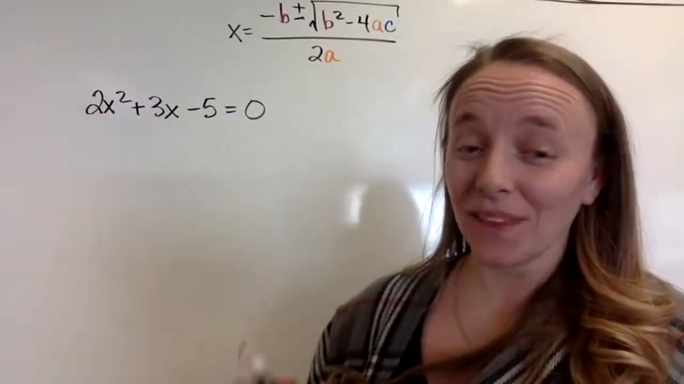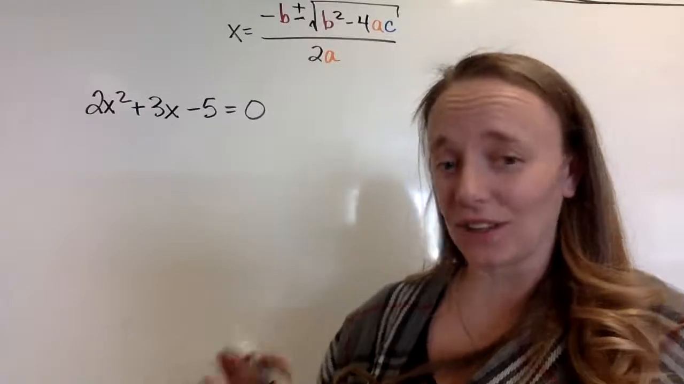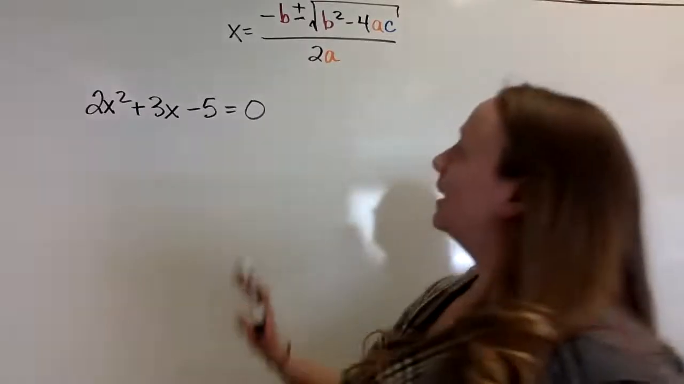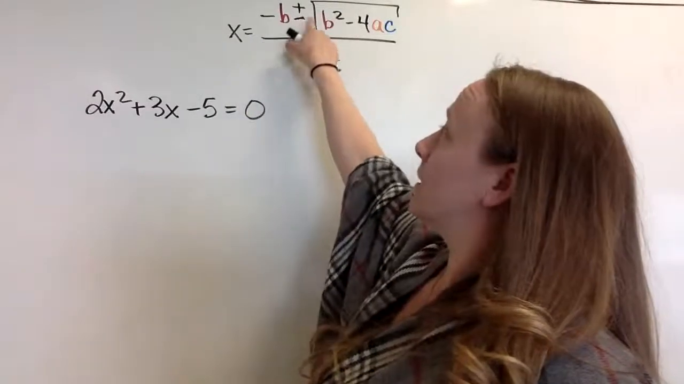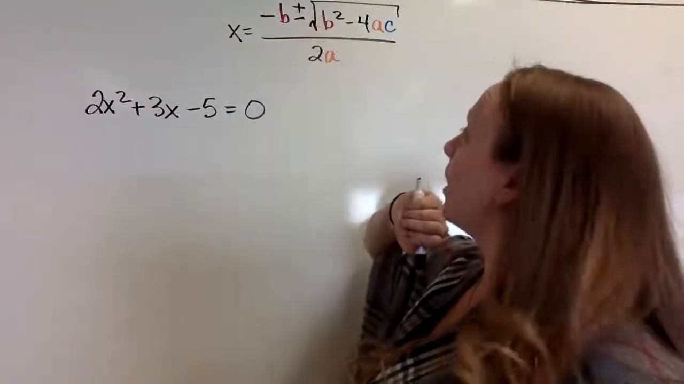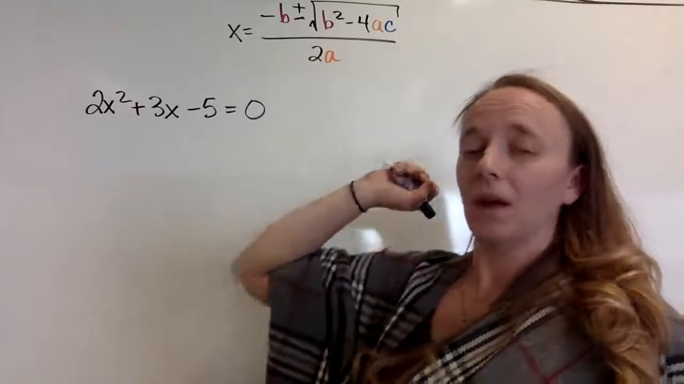All right, here we go. Quadratic formula in action. Let's do it. It'll be amazing. Remember, quadratic formula: x equals negative b plus or minus the square root of b squared minus 4ac, all over 2a.